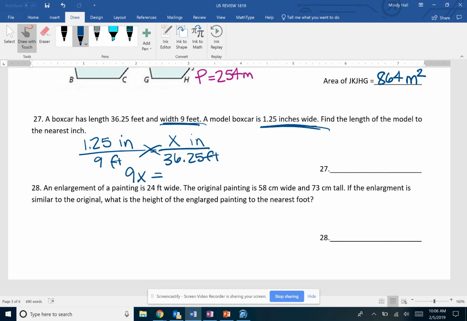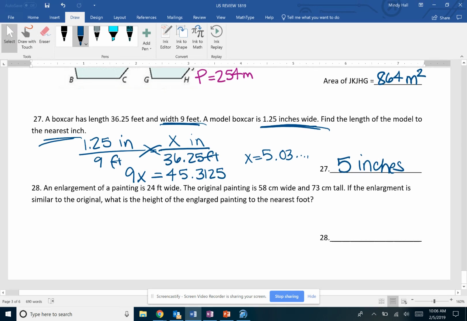So cross multiplying, 36.25 times 1.25 is 45.3125, and they tell us nearest inch, so I'm just going to keep that in the back of my head. When I divide by 9, I get x equals 5.03. So because it's nearest inch, the nearest inch I have to 5.03 is just 5 inches. Okay, so sometimes you might round down, sometimes you might round up, but the easiest way to think of it is if you think of that as money, that'd be $5.03. So are you closer to $5 or are you closer to $6? Just another way to see it.